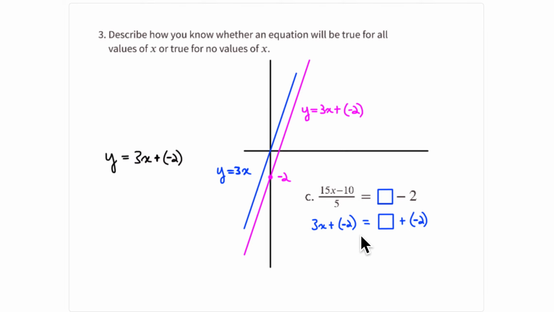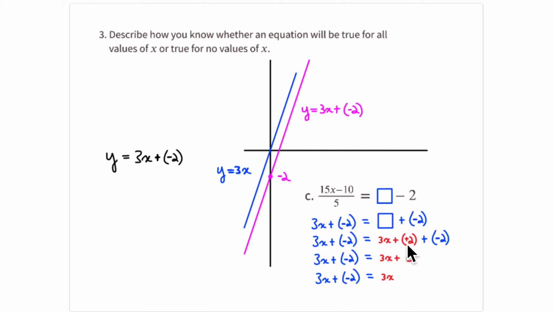So if I replace the unknown square here with 3x plus +2, and that +2 plus -2 equals 0, you end up with 3x on the right side and 3x plus negative 2 on the left side. A graph of this left side, rewrite this as a linear equation. A graph of that equation is a line that crosses the y-axis at negative 2. Remember, this is the y-intercept right here, negative 2, and it has a slope of 3.